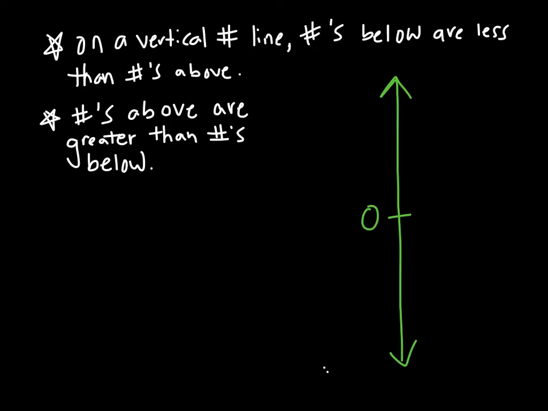Let's try this again. So, on a vertical line, numbers below, so anything going down, so these would all be our negative numbers, right? That's our negative stuff. Below, they're less than the numbers that go above. So these are all of our positive numbers. So when we're going above, the numbers above are greater than the numbers below.